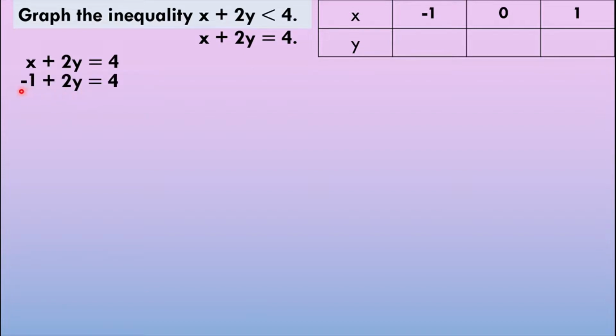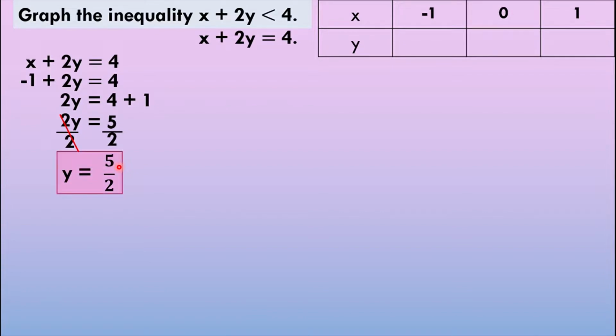Then, here we have negative 1 plus 2y on the left side. So, the negative 1, we have to transpose to the right side. So, copy 2y is equal to 4, then plus 1. Next, 2y equals 4 plus 1, we have 5. Then, to find the value of y, divide both sides by 2. Dividing both sides by 2, 2y divided by 2, we have 1y or y. Then, 5 divided by 2, we have 5 halves. Okay, so when x is negative 1, y is 5 halves. The 5 halves is equivalent to 2 and 1 half.